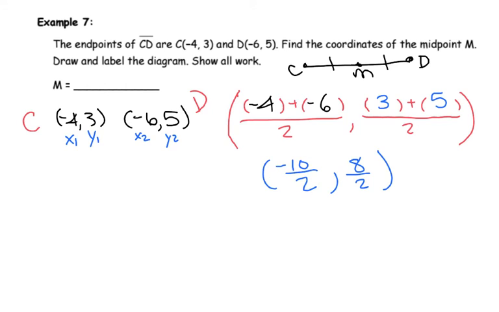If I'm not mistaken, this is going to reduce. Negative 10 divided by 2 is negative 5, and 8 divided by 2 is 4. So our midpoint is negative 5, comma, 4.